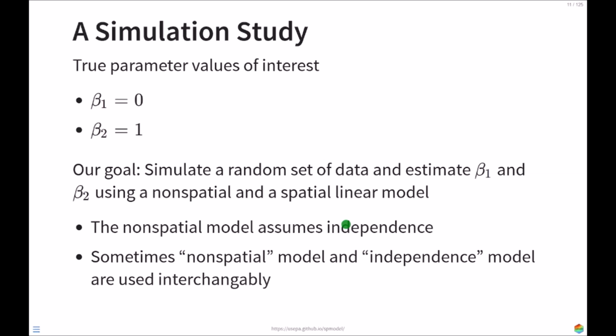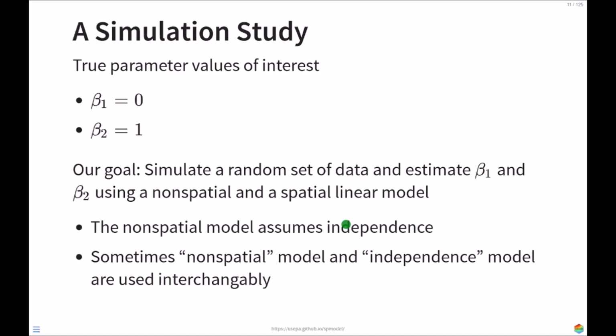Because this is a simulation study, I get to manipulate truth, so to speak. So I'm going to simulate data according to the fact that I'm setting the beta 1 parameter equal to 0, so it actually has no true relationship to the response variable that we're simulating. And then I'm going to set beta 2 equal to 1, so beta 2 actually does have an influence on the response variable. Our goal here is to simulate a random set of data and use the data to build models and use them to estimate beta 1 and beta 2.